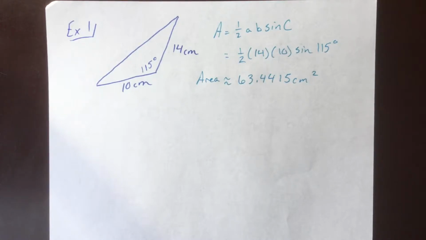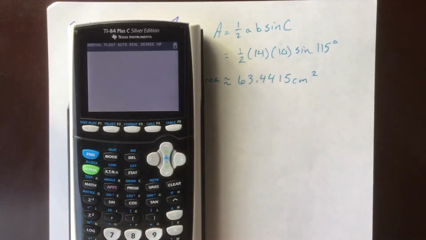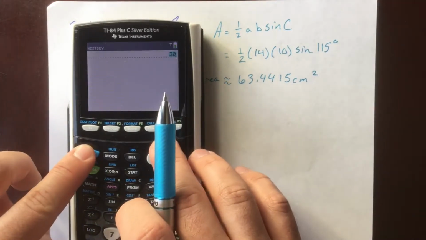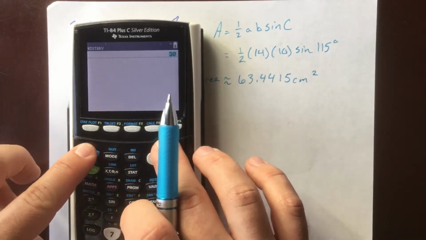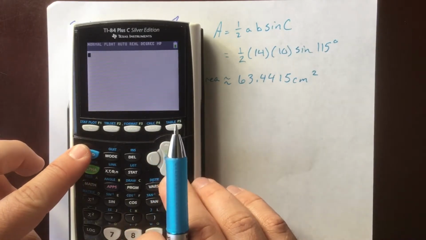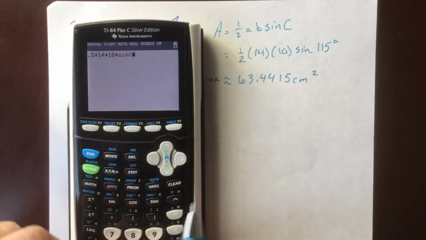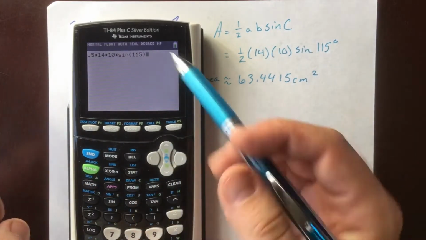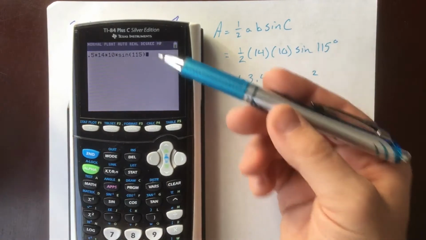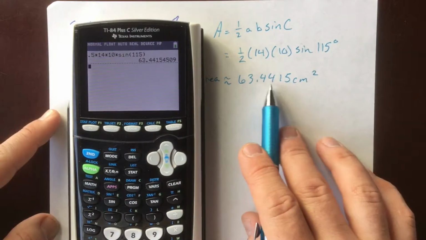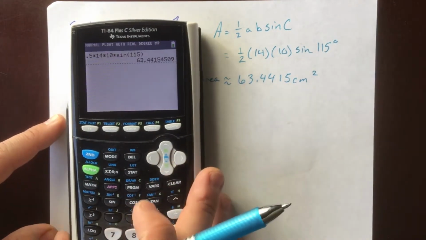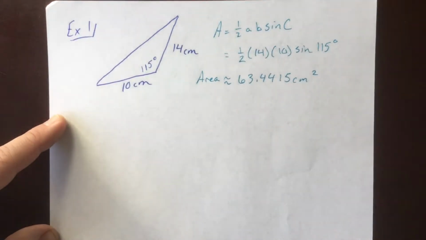All right, did you get the answer? So we set it up, 1/2 times our 2 side lengths multiplied by sine of the angle between them. So placing this into our graphing calculator, we get 0.5 times 14 multiplied by 10 multiplied by sine of the angle between them. I check, am I in degree? I am, so I hit enter, 63.4415 centimeters squared. And it is that easy.